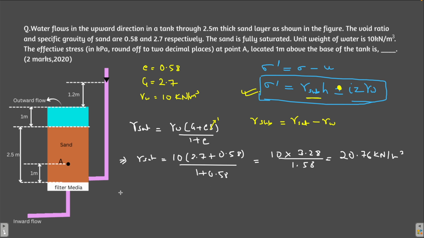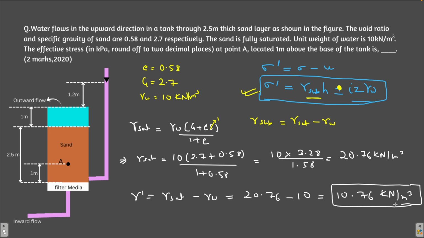Now once you got gamma saturated, let's calculate gamma submerged. The value of gamma submerged is equal to gamma saturated minus gamma W. So gamma saturated is how much? It is 20.76, minus gamma W, which is 10. So now what we are getting is 10.76 kilonewton per meter cube. So our first task is done, to find out gamma submerged. Now we know what gamma submerged is.